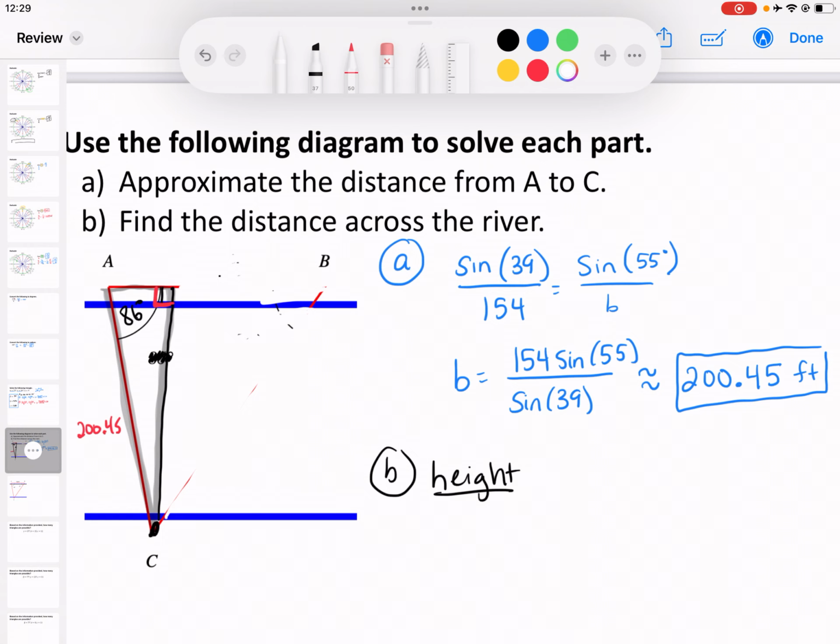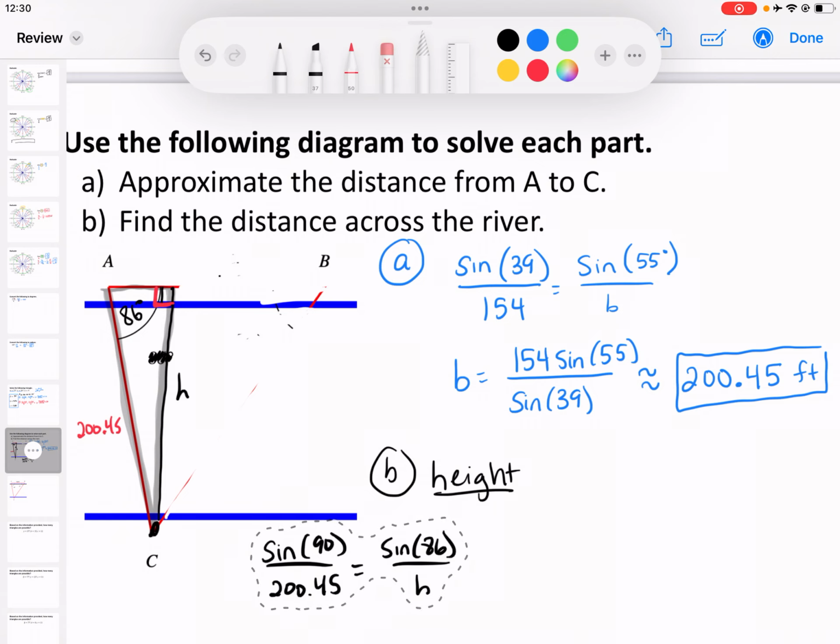Now, you could go ahead and do law of sines on this triangle if you wanted. I actually don't because it's a right triangle, but law of sines would work. I know I've seen a lot of students just go, okay, well, sine of 90 over 200.45 equals sine of 86 over h, because that's what we're looking for. This is the side we're looking for, that h. Well, I don't actually need to do that. That's fine. Because it's a right triangle, you can use SOHCAHTOA.